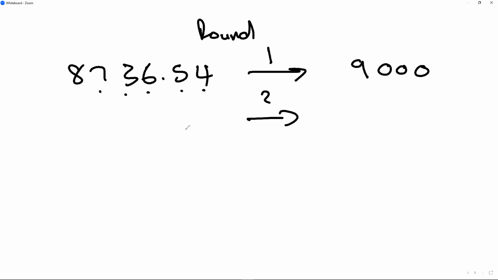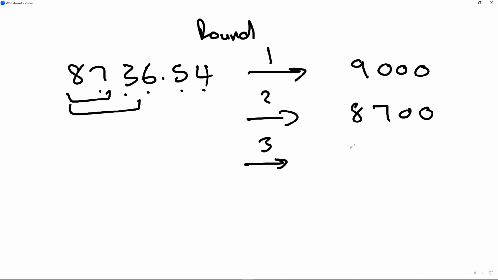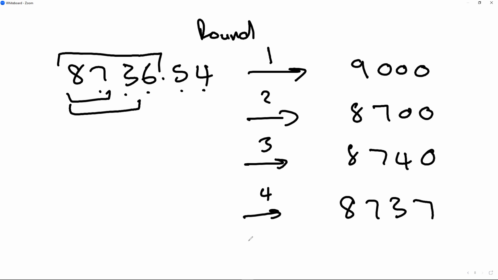If I round it to 2 significant figures, then I've got to look at the first 2 digits. That means it will be 8,700. If I round it to 3 significant figures, it's going to be 8,740 because the 6 is greater than 5. If I have 4 significant figures, then I'm going to go all the way till there and try and get 4 numbers in there, in which case it will be 8737. And if I've got 5 significant figures, then I've got to go all the way till there, and that will become 8736.